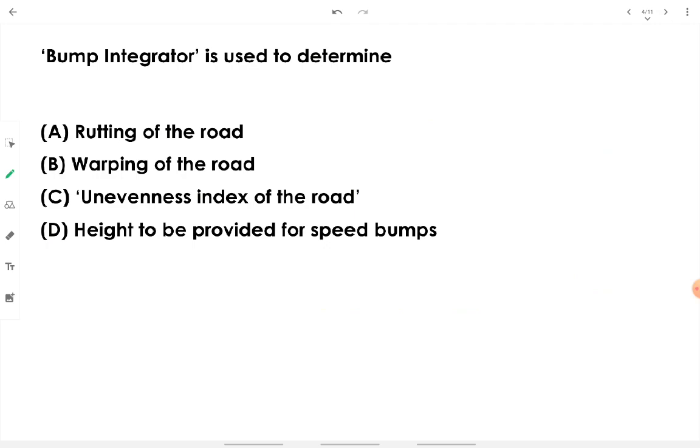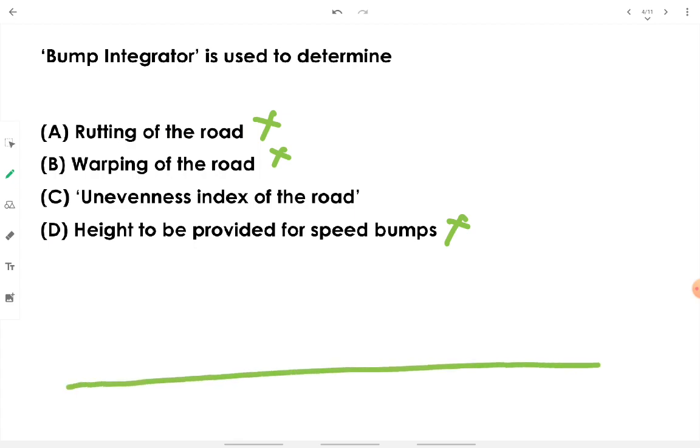Bump integrator is used to determine rutting of the road, warping of the road, uneven index, or height to be provided for speed bump. No, it is not rutting of the road, nor warping, nor height to be provided. Now let's see what bump integrator is. Let me first show what bump integrator is.